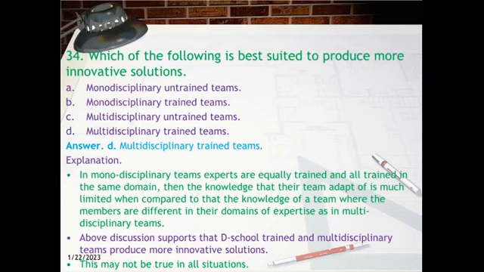Explanation. In monodisciplinary teams, experts are equally trained, all in the same domain. Then the knowledge that their team adopts is much more limited when compared to the knowledge of a team where the members are different in their domains of expertise, as in multidisciplinary teams. The above discussion supports that design school trained and multidisciplinary teams produce more innovative solutions. This may not be true in all situations.